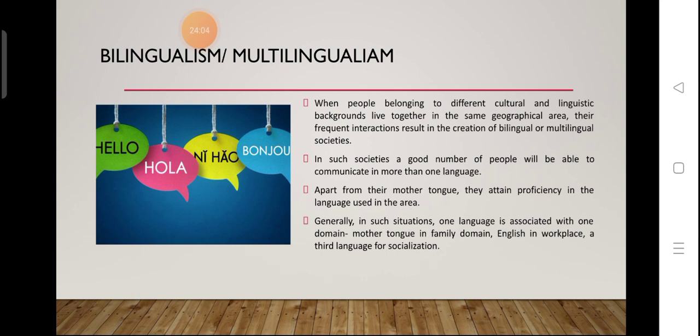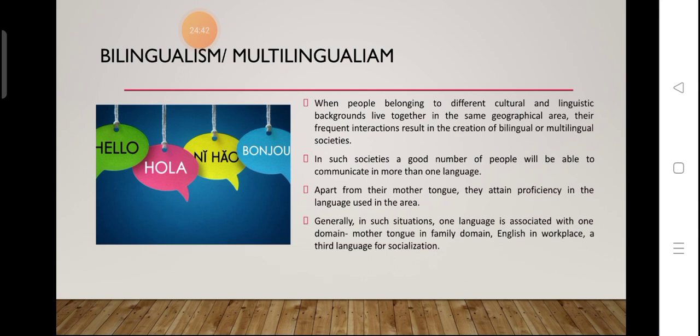In some communities, some people are able to communicate in more than one language, one in their mother tongue. At the same time, they will have proficiency in the language used in that particular area. So this is bilingualism or multilingualism. I think Kerala is a multilingual society, or even bilingual. Most of the people are familiar with one language, that is a mother tongue, and the second language that most people are familiar with is English, which they use in their workplace.